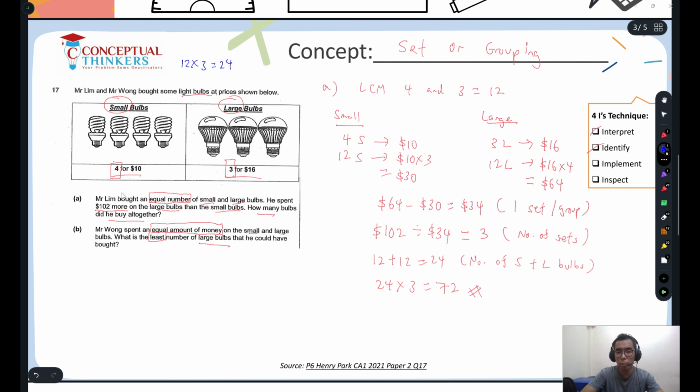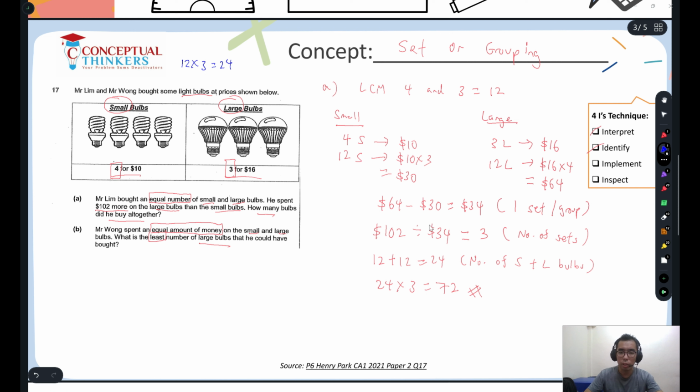So I will take 24 divided by 4. Then I multiply by 10. Then I will take 24 divided by 3. Then I multiply by 16. So for the difference, I will take a subtraction to see whether I will hit 102. You will notice that you will get a $102 difference. So this is a way that I'm going to do my checking.